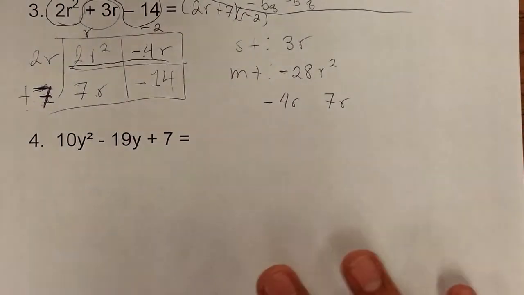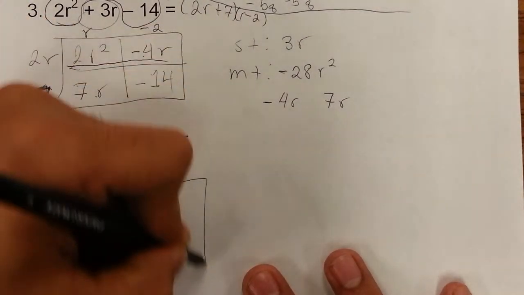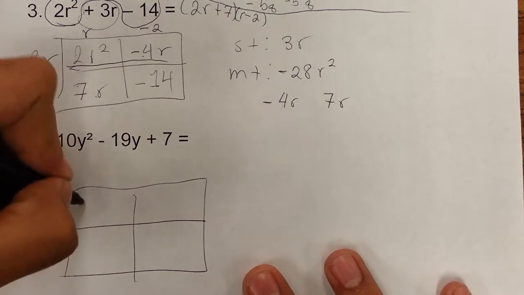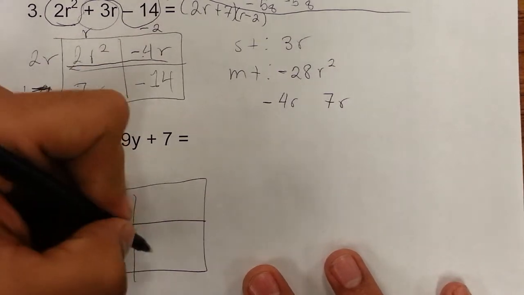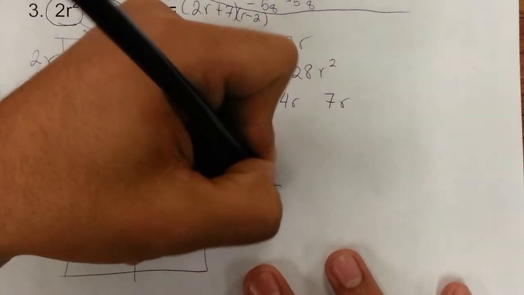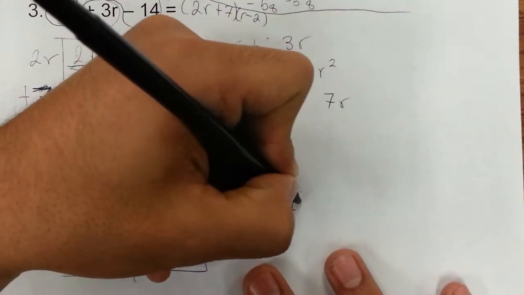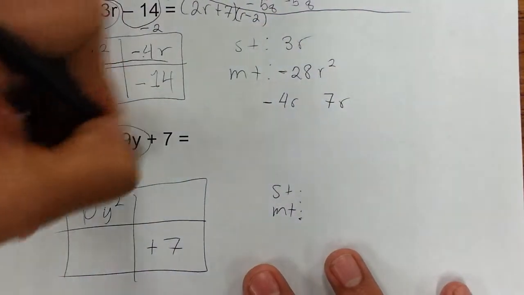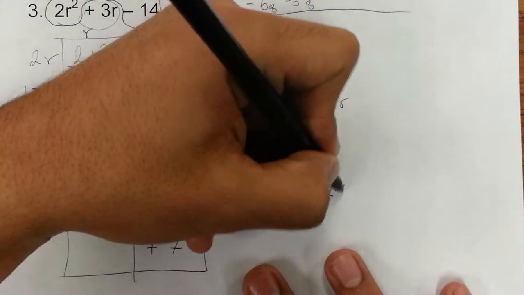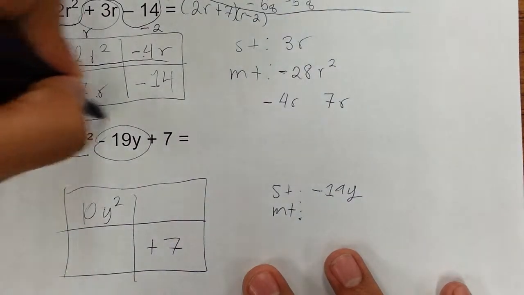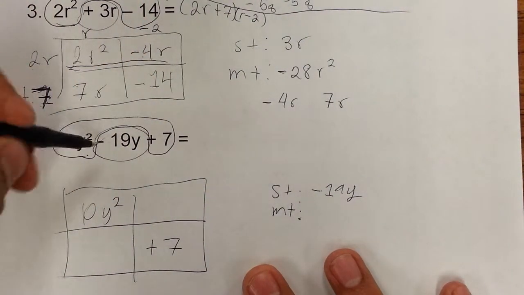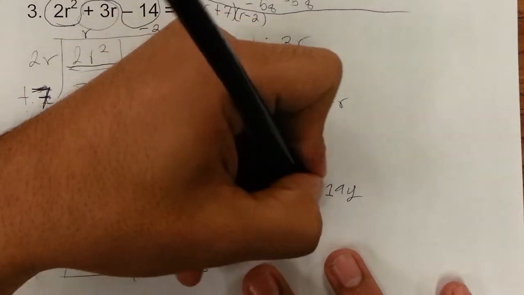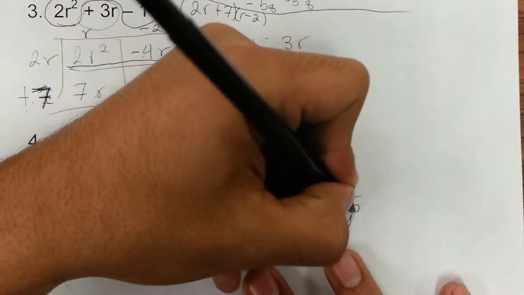Let's look at number 4. Go ahead and draw your box, fill in what you know. We've got the 10y squared, and then the positive 7. Our sums to, multiplies to. We need to sum up to our middle term, which is negative 19y in this case, and multiply out to the product of the square term and the constant term. We need a 70y squared.